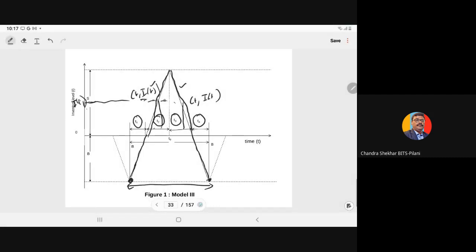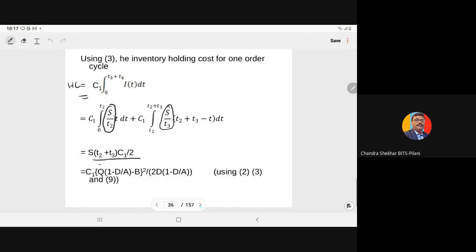After doing the integration, we will get S into (T2 plus T3) into C1 upon 2. Last time we derived this, and after putting the values of T2 and T3, we have the holding cost as C1 into Q into (1 minus D upon A minus B) whole square upon 2D into (1 minus D upon A). So this much we discussed in the last class.